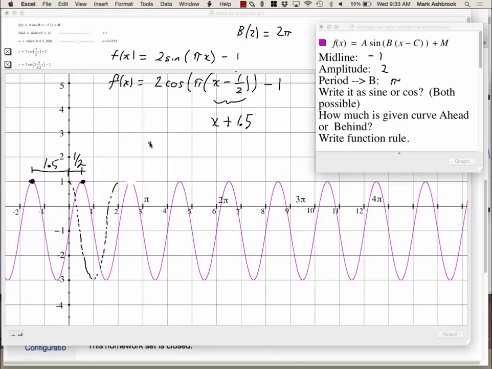Anybody have a question? When I put in my calculator, it doesn't quite figure out exactly what the sine graph would be. Show me your y equals. Which one are you doing? 2 sine x minus 1.